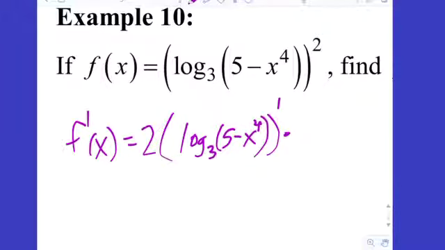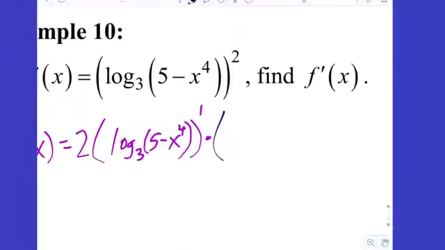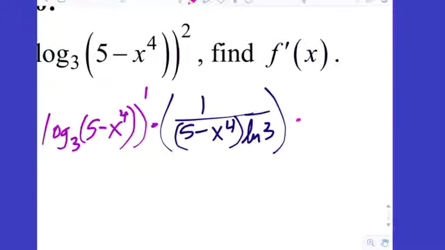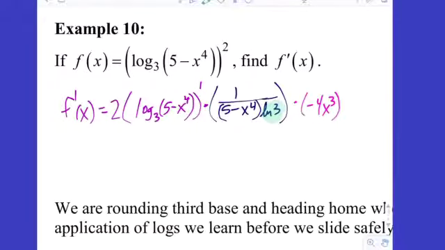Times. Oh boy, now I come in one layer, and I spy a log base 3. What's the derivative of any log of blob? 1 over the blob, 1 over 5 minus x to the fourth. But now, before I leave, in the denominator, I need to multiply by the natural log of 3. Good. So that takes care of the log base 3 layer. And now, times the chain rule, again, the derivative of 5 minus x to the fourth, negative 4x cubed. And there is the natural log of 3. I'm not going to clean that up. You can if you want. You'd have a negative 8x cubed over the natural log of 3.